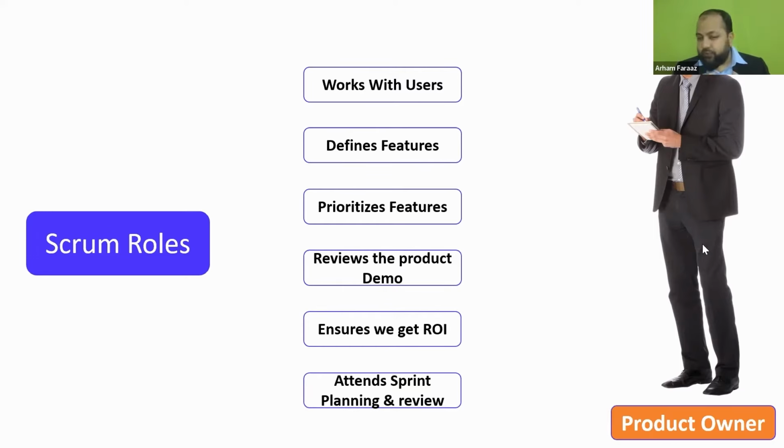Then he attends the sprint planning and the sprint review. These two meetings, surely he'll be attending. For the other meetings, the daily scrum and retrospectives, attendance is optional for him. He could also give feedback for the retrospectives. So this is what a product owner does.